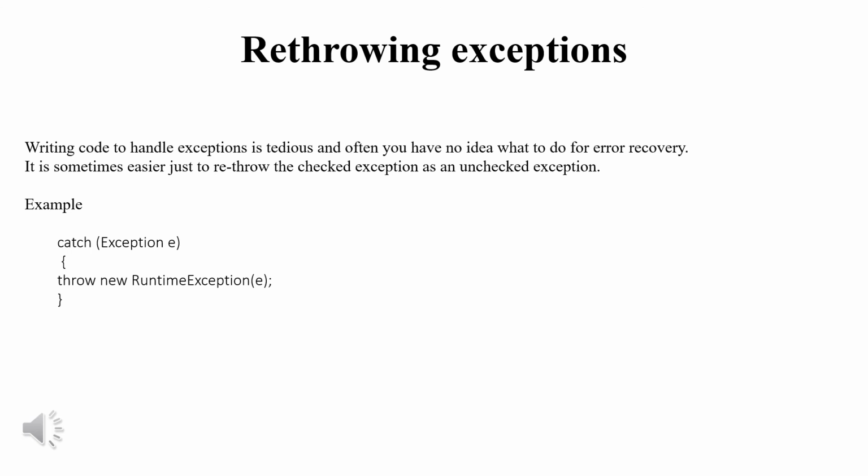That's very easy. So for example, as you see in this simple example, you catch a checked exception and then you throw an unchecked exception, for example, runtime exception here. So as you see, the handling of this exception is way easier. Instead of writing separate code for handling this exception, you could rethrow it as an unchecked exception.